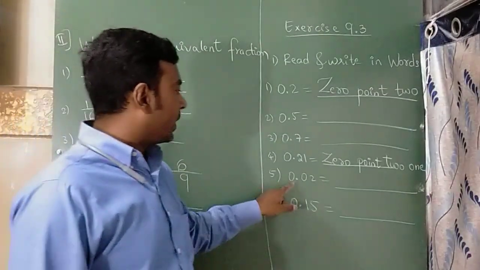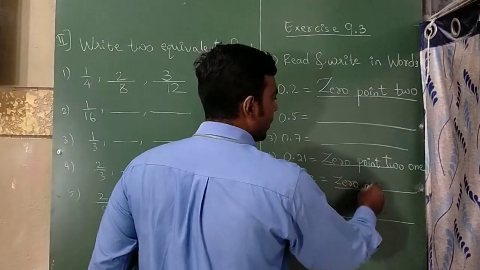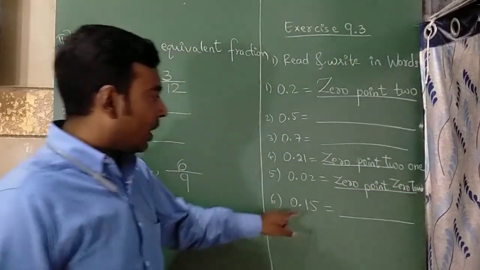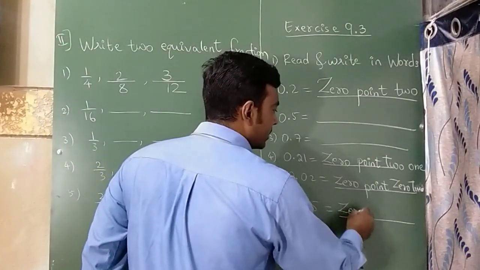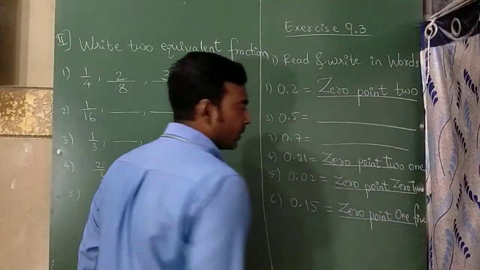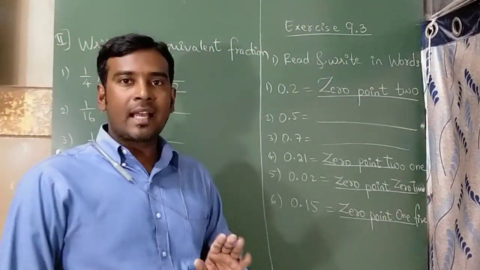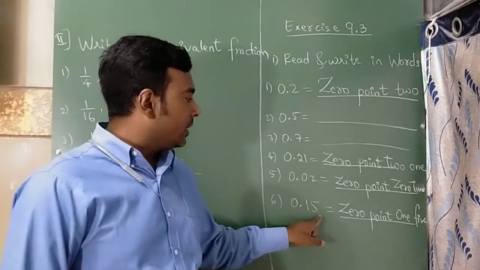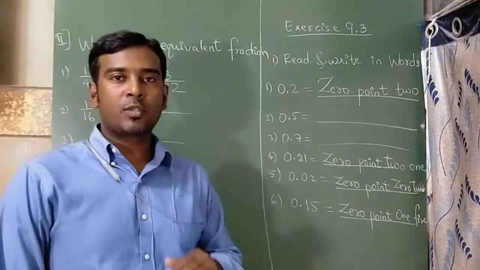Okay. Now this one, 0.02. Now this one also, how do you write this? 0.15. Remember, you should never read it the wrong way. That's wrong. You should always read the digits individually. Okay. So this is the correct form of reading the decimal. So let's move on to the next question.